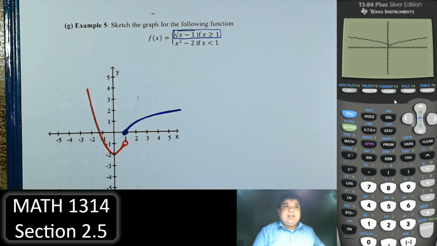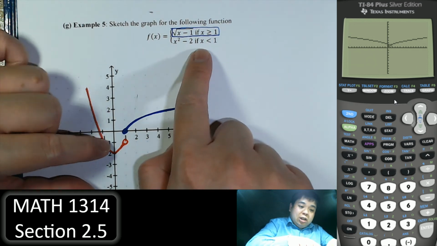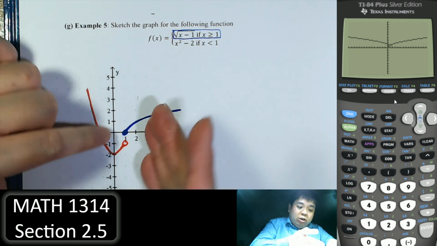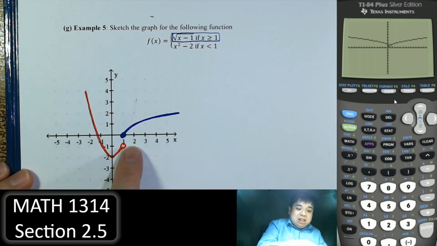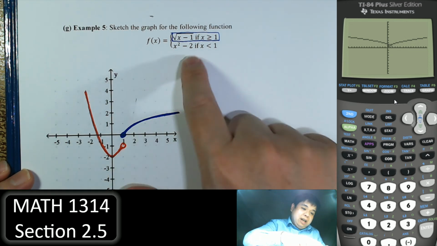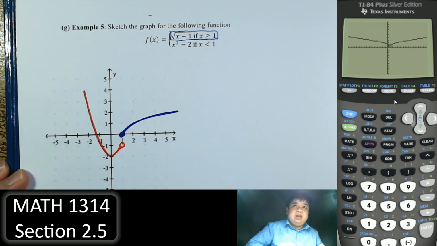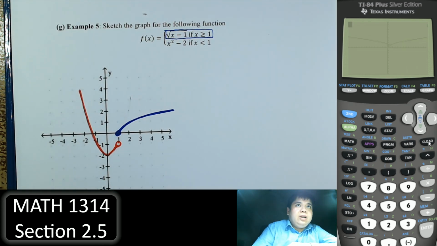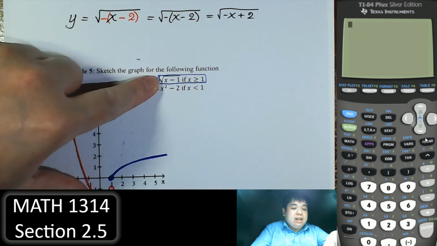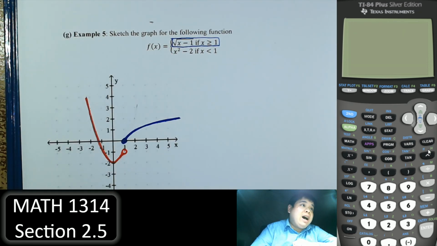So that is the graph of that piecewise function. Notice this part of the graph x squared minus 2 is only for x less than 1, but it doesn't have the equal to 1 either, so that will be an empty circle. And that go from 1 and then the equal sign, so that's a dot. Now if you want to put this into the calculator, there's a trick for that.